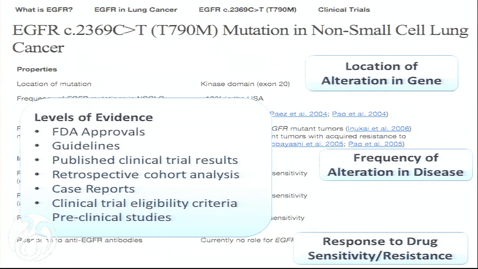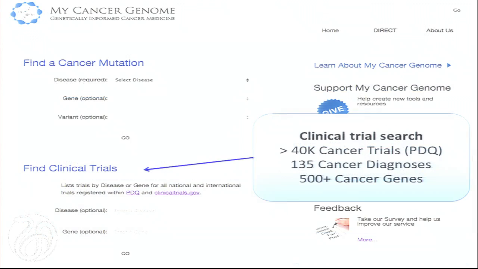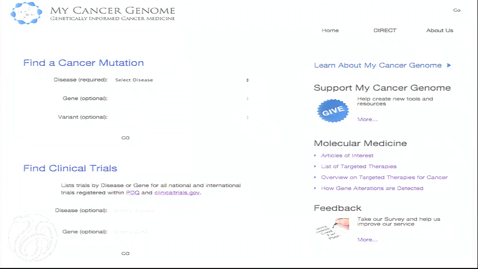And when that happens, we will include preclinical studies should there not be any in-human studies available. My Cancer Genome also contains a search for clinical trials that are gene-directed. We download the PDQ clinical trial database with over 40,000 clinical trials that contain information on over 135 different cancer diagnoses and 500 cancer genes.